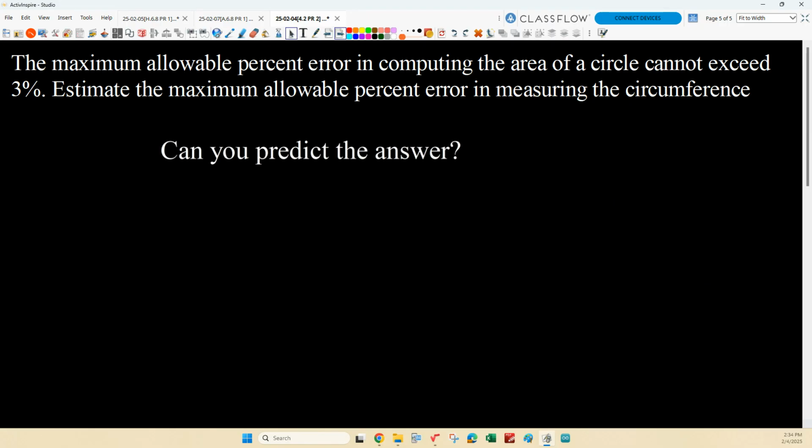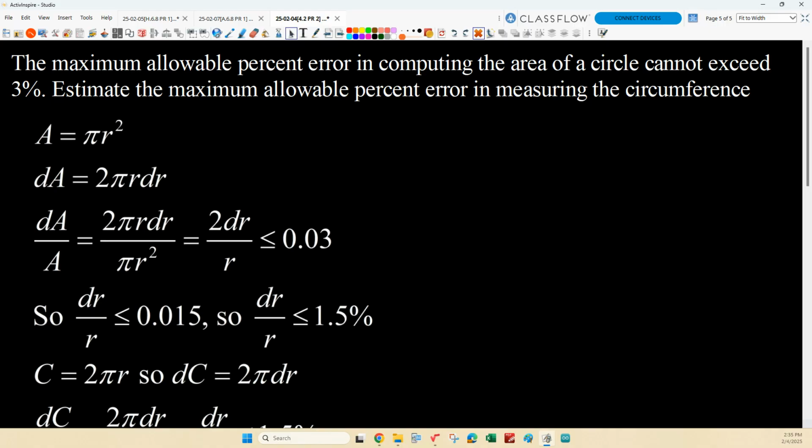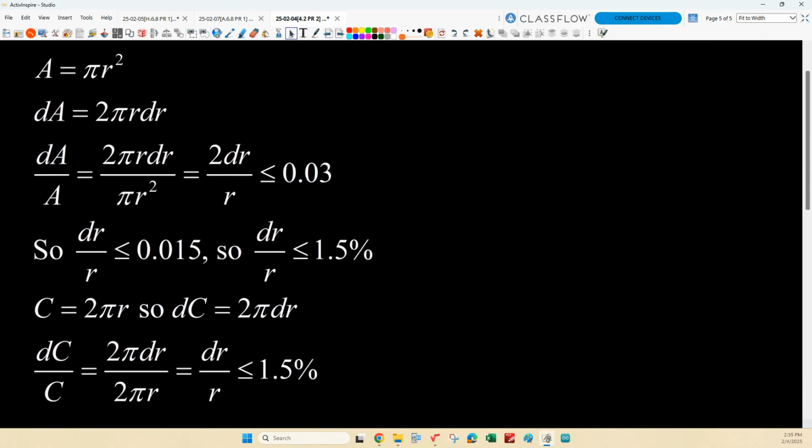If the maximum allowable percent error in computing the area of a circle cannot exceed 3%, estimate the maximum allowable percent error in measuring the circumference. It's going to be 1.5%. How come? Because area is how many d? 2. Circumference is how many d? 1. So the answer is going to be 1.5%. So we don't have to do the work. Well, there's the work. But on the test you'd have to do the work because I want to see the work. But you'd know the answer, right?